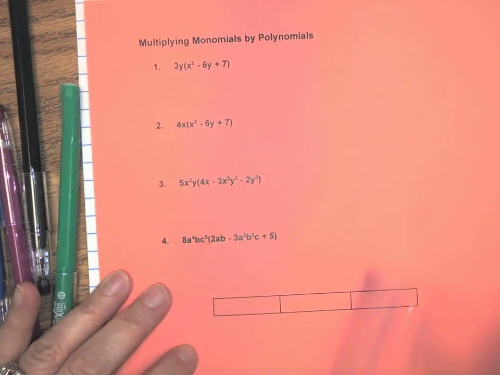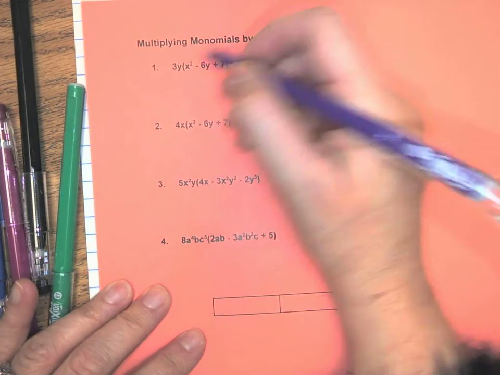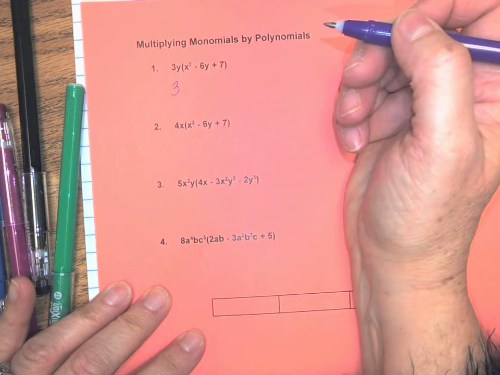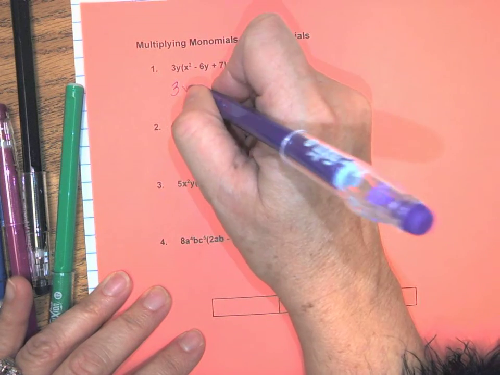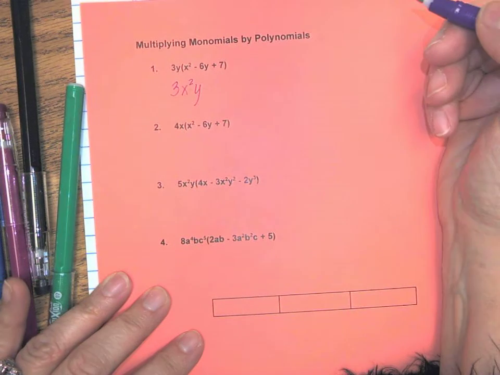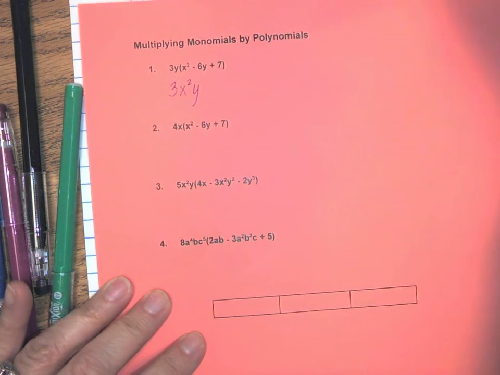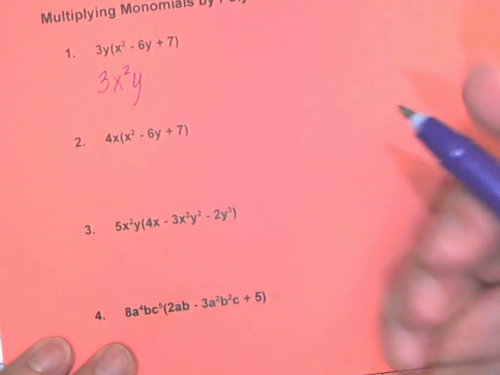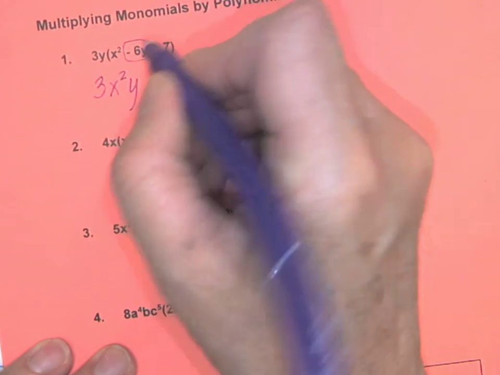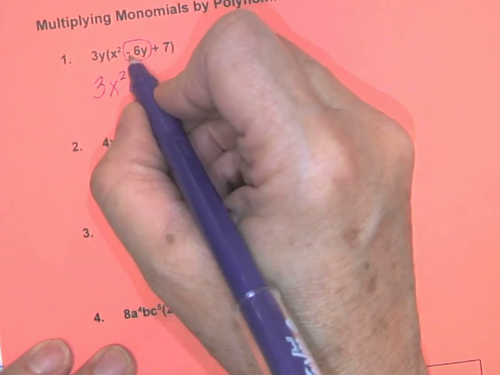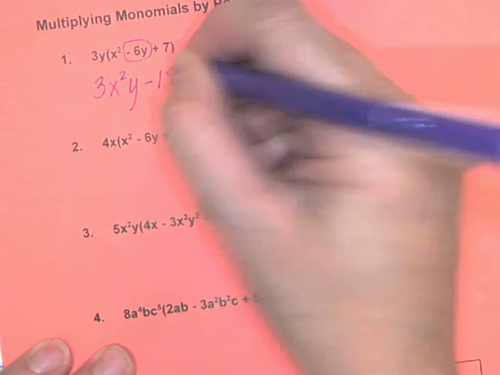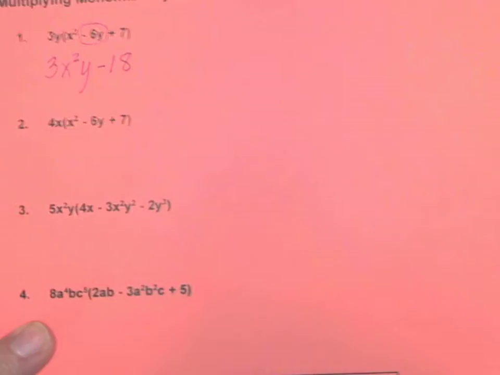So with the numbers, the coefficients, we just multiply. 3 times an imaginary 1 is still 3. And then there's no more x's, there's no more y's. So that's just 3x squared y. On this one, I want to take the 3 and multiply it by -6. I get -18. That negative becomes my minus.